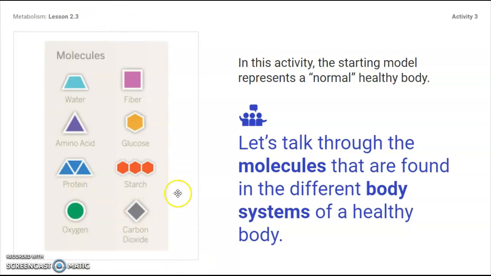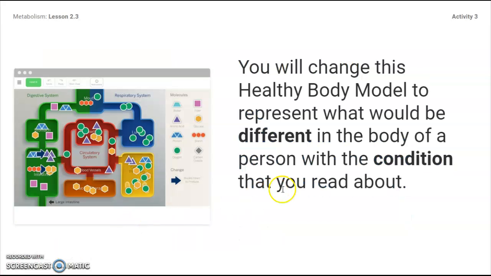What are some of the molecules that are found throughout the body systems? We may use the fiber in digestion. Amino acids we know are digestive and circulatory. Glucose we know also comes through the digestive and circulatory system. And proteins are going to be coming through the digestive system as well. And you guys know oxygen comes through the respiratory and the circulatory system to get it through the rest of the body. And we know that carbon dioxide comes out through the respiratory and the circulatory system as well and is given off as waste.